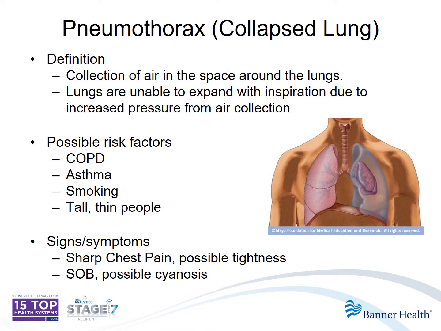A collapsed lung occurs when air escapes from the lung and fills the space outside of the lung but inside the chest. It may be caused by a gunshot or knife wound to the chest, rib fractures, or certain medical procedures, or it may be spontaneous. In some cases, a collapsed lung occurs without any cause at all. This is called a spontaneous pneumothorax.